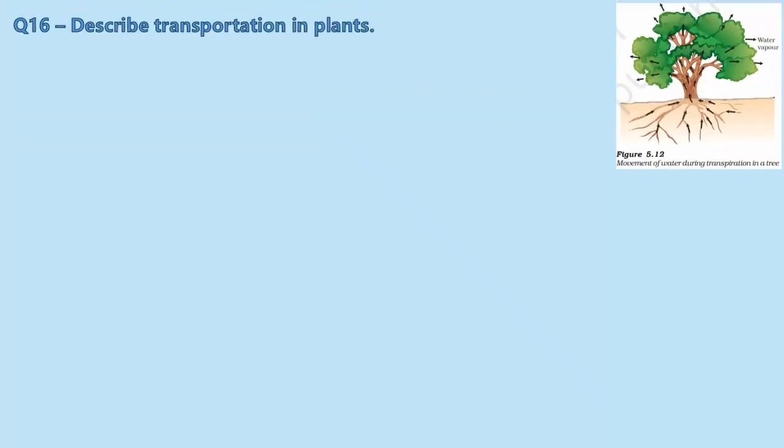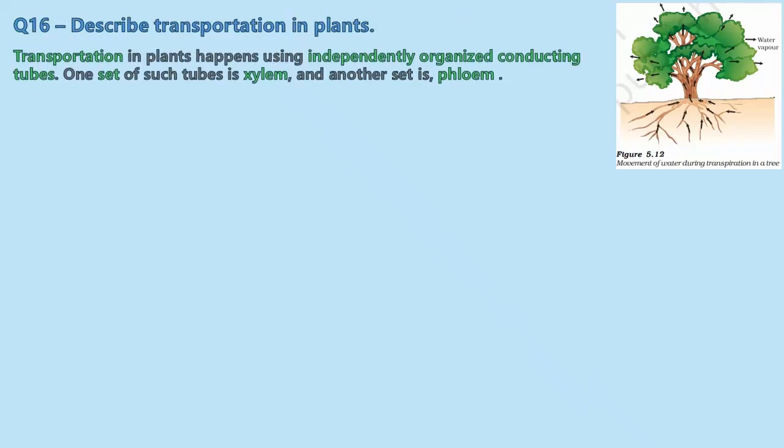Describe the transportation in plants. Again, this transportation in plants is a little complicated. It is explained in steps with an image. You can see in the image the water and the minerals getting pulled by the roots and pushed up to the various branches and leaves, and from the leaves it is also getting evaporated. That image is taken from NCERT, copyright of NCERT only. Transportation in plants happens using independently organized conducting tubes. The water, minerals and other products flow through these tubes.